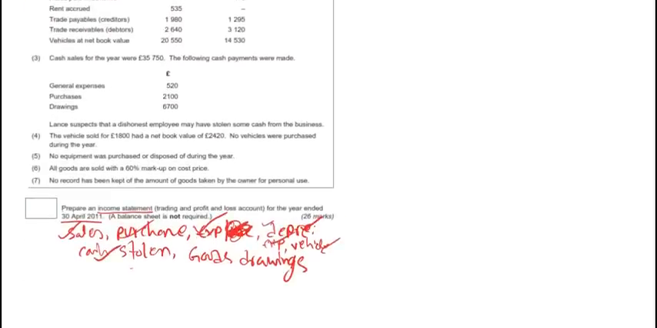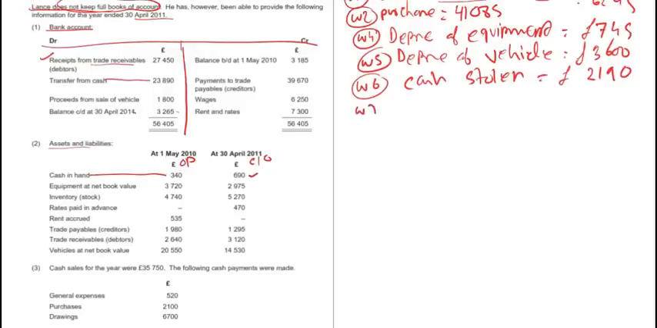One more working, I believe that's your goods drawings. They said taken by the owner, does not keep any record, 60% markup. These two are needed here. Okay, working number 7, goods drawings. Okay, let's look for it. Oh, my pound signs are too far. Okay, to do this, we will do a little trading account.